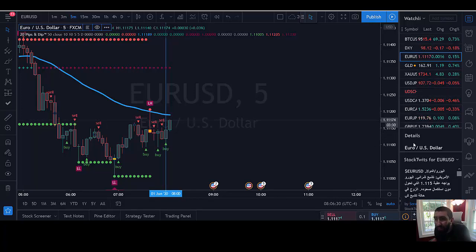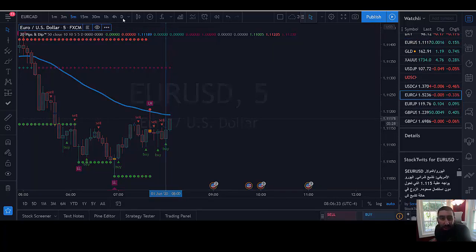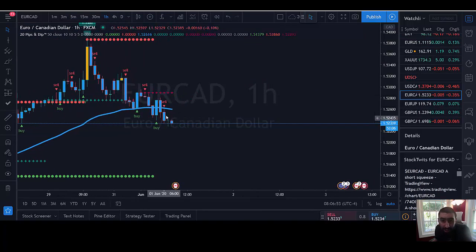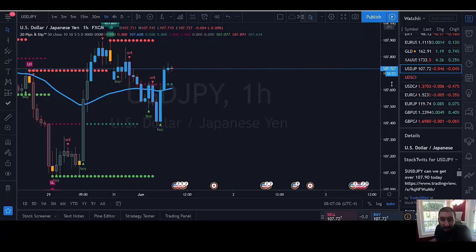So in the meantime, let's go here to EuroCAD, go back to the 1 hour time frame. All right, we had a trigger candle here about a couple of hours ago, so we're a little bit late on that. So this could be the start of a downtrend. So at this point, there's nothing there we can look into. USD JPY, nothing there as well.